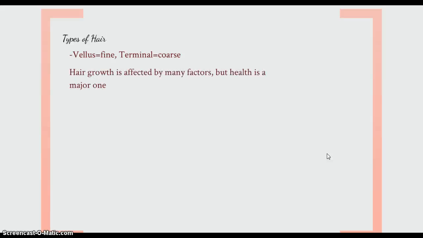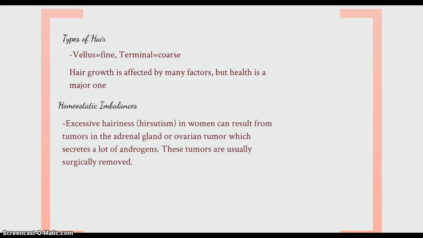So now let's go back to hair growth one more time. I forgot to mention this. Hair growth is affected by many factors, but health is a major one. So, homeostatic imbalances of hair: excessive hairiness, hirsutism, in women can result from tumors of the adrenal gland or the ovarian area. It may result from a tumor in the adrenal gland or a tumor in the ovarian area.